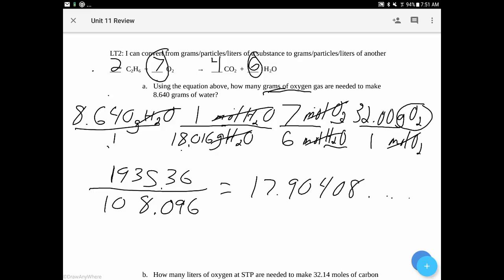Okay, so now we have to do two things. Number one, we need sig figs. In our problem, we had 4 sig figs, so this number needs 4 sig figs. So it's going to turn out to be 17.90. And the number two thing we need to do is our units. The only unit that did not get canceled out is grams of oxygen, so that's what is going to be our unit, grams of O2. Okay, and there we go. That is how we do grams to grams.